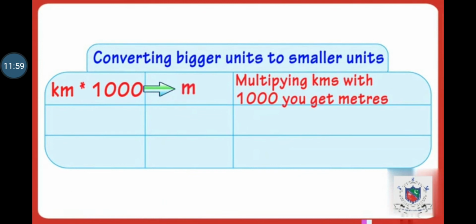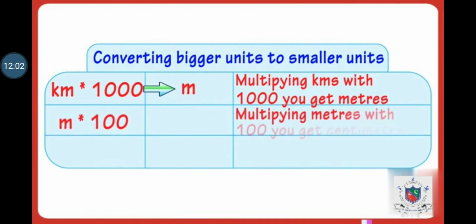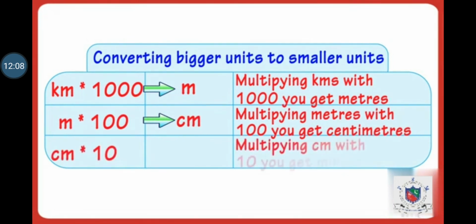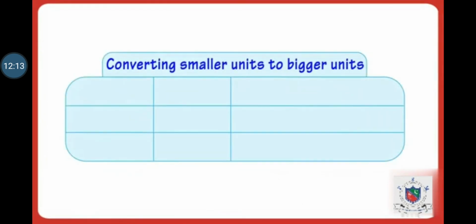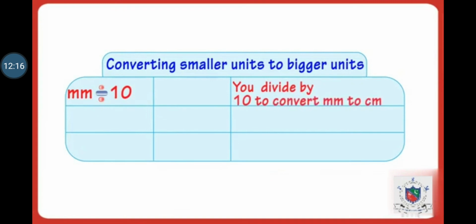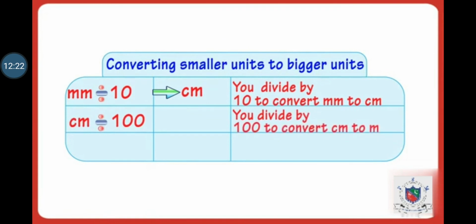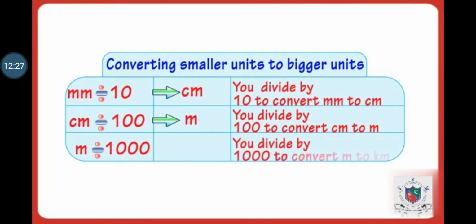So, what did we learn today? That while we are converting the bigger units to the smaller units, always we have to multiply according to the unit. And when we are converting the smaller units to the bigger units, then always we have to divide according to their measurement. So these are the points that you should remember while you are converting the units of length. I hope, my dear students, you understood all the things.